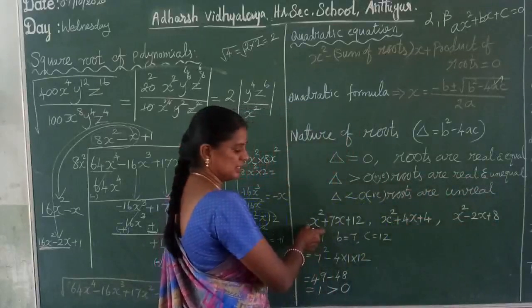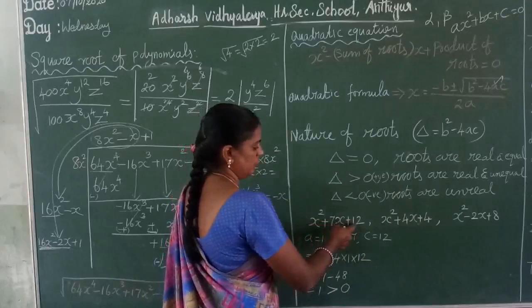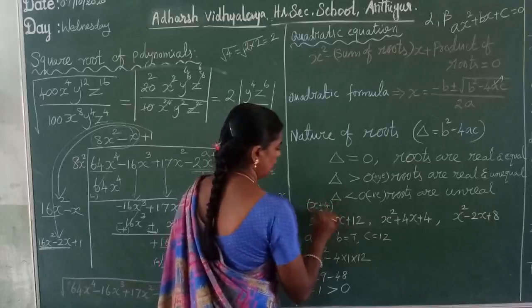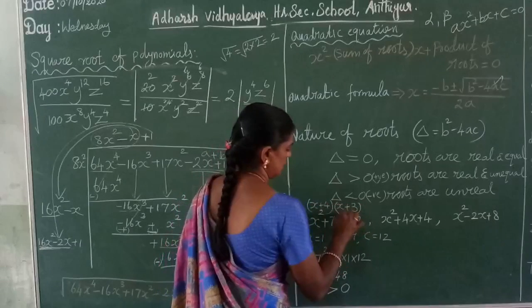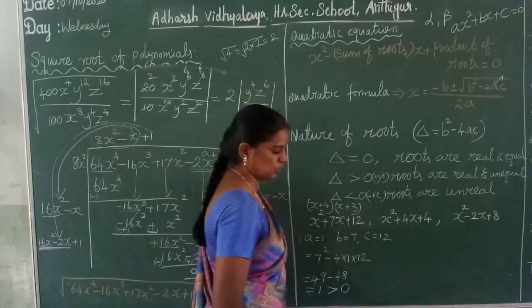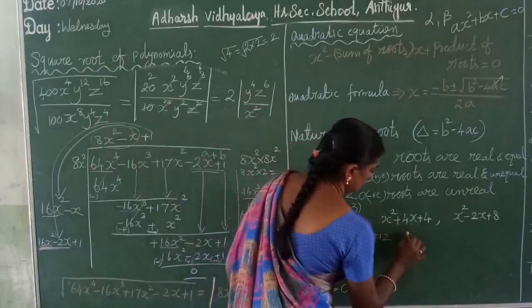So just factorize x square plus 7x plus 12. Factorize means, what is the answer? x plus 4 into x plus 3. So 4 and 3 are the real and unequal roots. So we see one more example.